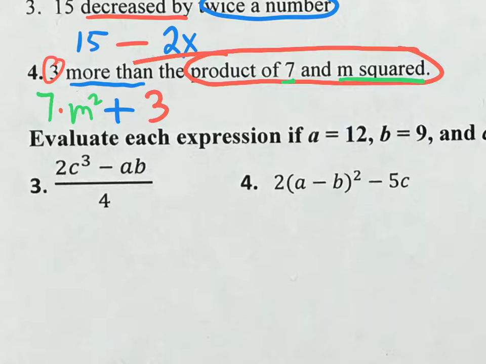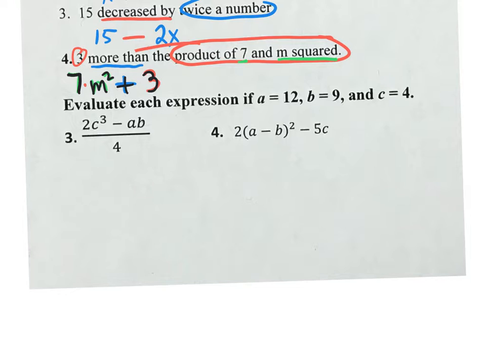So there it is. 7m squared plus 3 is the final answer on that one. By the way, the next assessment is going to be multiple choice. So it's not like you have to come up with these things all on your own. You're going to be able to read 4 different options, and as long as you understand the words, you'll be able to identify which one's the correct one.